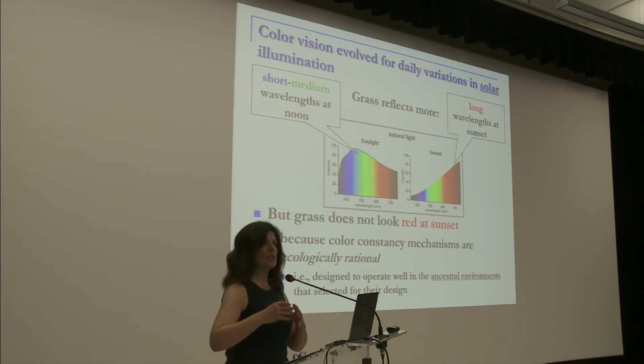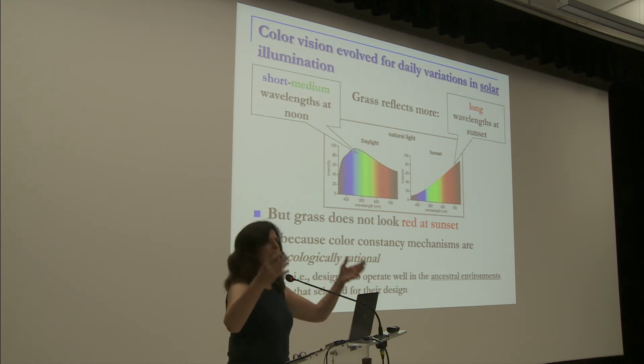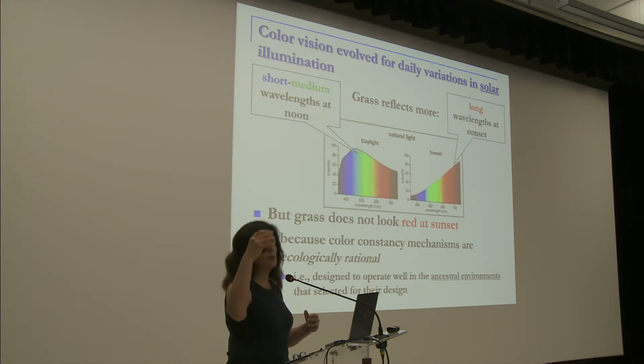He also distinguishes that from the actual domain of a mechanism, which is all of the conditions that meet the input conditions of the mechanism. So, for example, under regular light bulbs inside, you maintain color constancy pretty well. The spectrum's close enough.